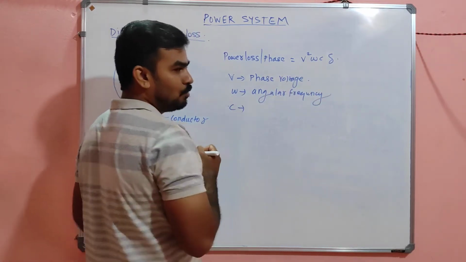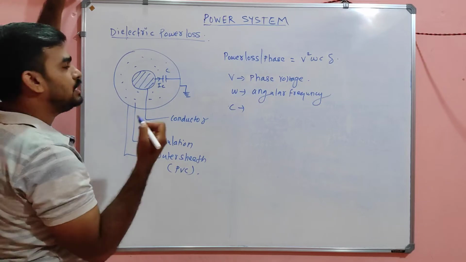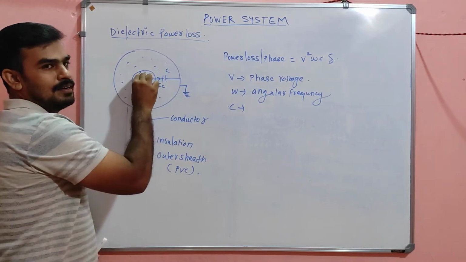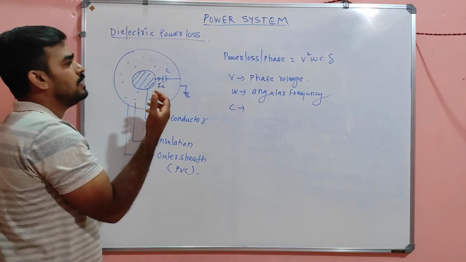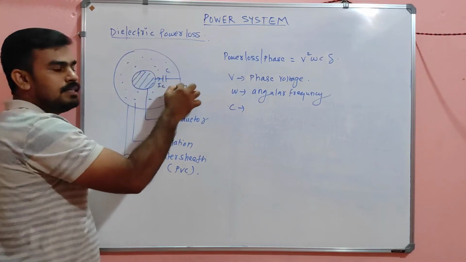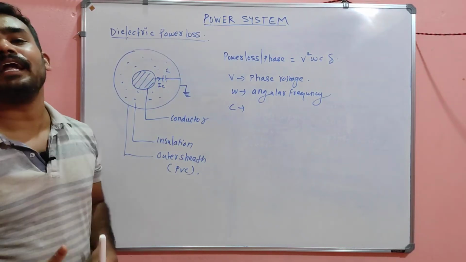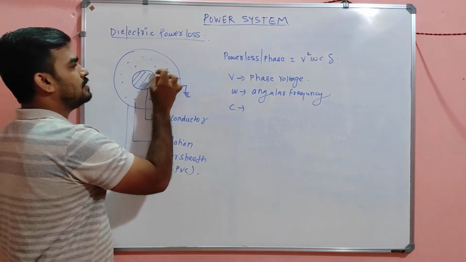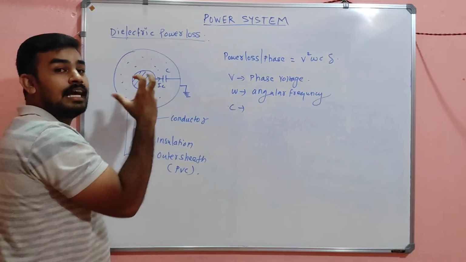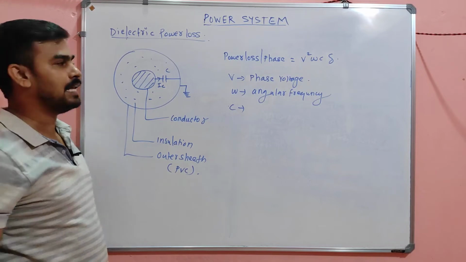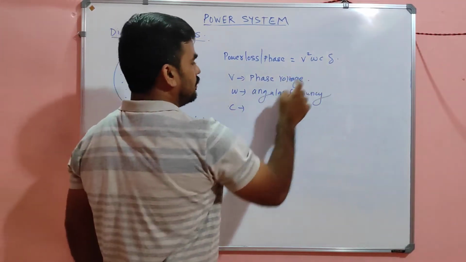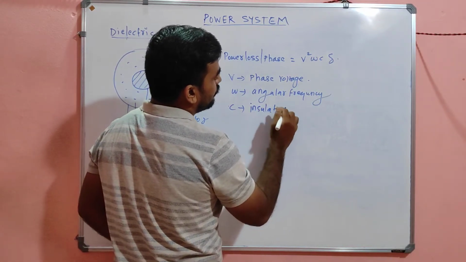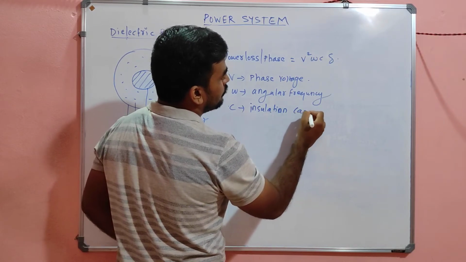And C is the capacitance. How does this capacitance arise? See, this is the conductor, carrying a certain amount of current, and the outer covering is also connected to ground. Ground contains an enormous, infinite number of charges, so that is also considered to be a conductor. Two conductors separated by an insulating material form a capacitor. That capacitance C is called the insulation capacitance.